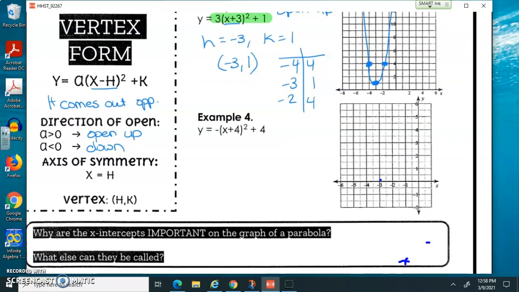Okay, so we're going to look at the vertex here, and then I'm going to let you put it in your graphing calculator and find it. First of all, the A is negative, so that will make it open down. My H comes out opposite. My K stays the same. Vertex is H, comma, K.